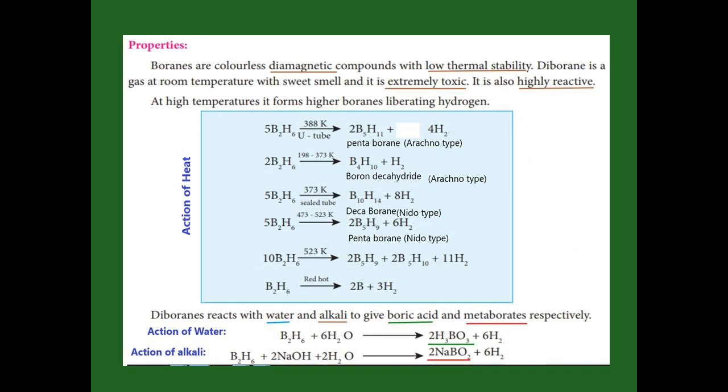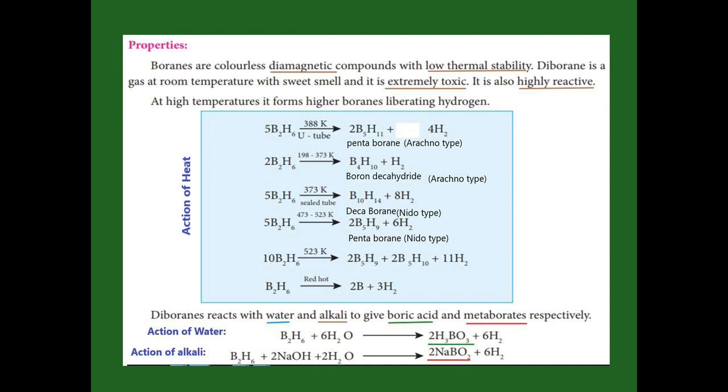Let's see the properties of diborane. Boranes are diamagnetic and they have low thermal stability. That is, if you give heat, it is never stable as diborane. It changes into some other compound. It has a sweet smell at room temperature, and it is an extremely toxic and highly reactive substance. At high temperature, the borane liberates hydrogen and forms higher boranes.